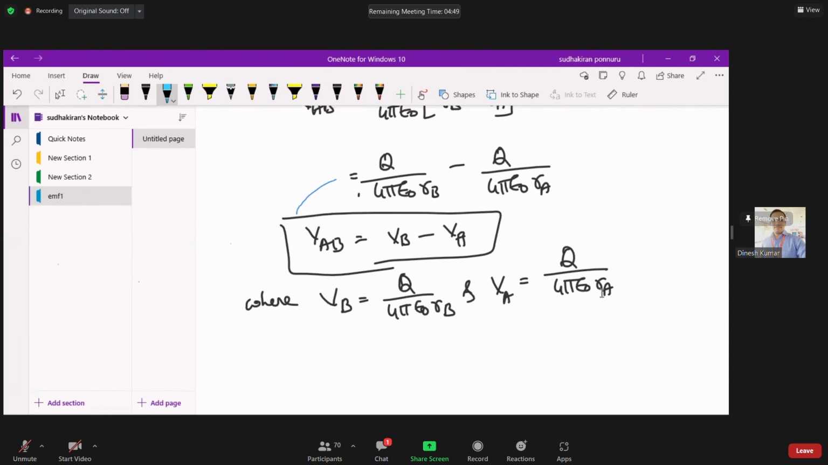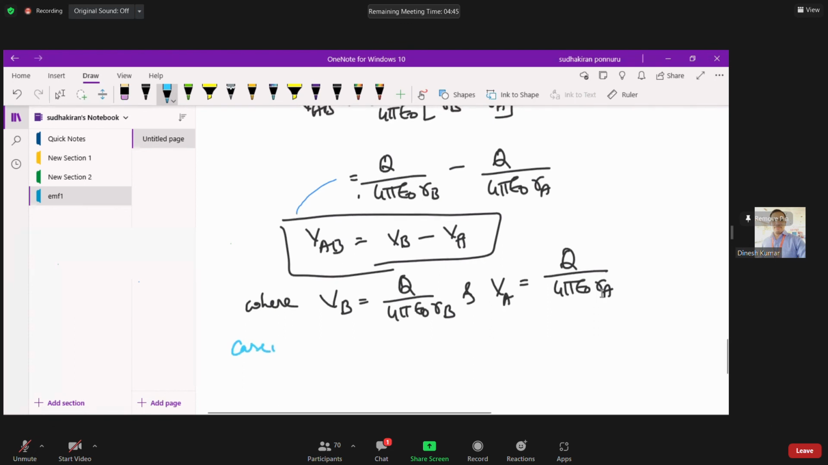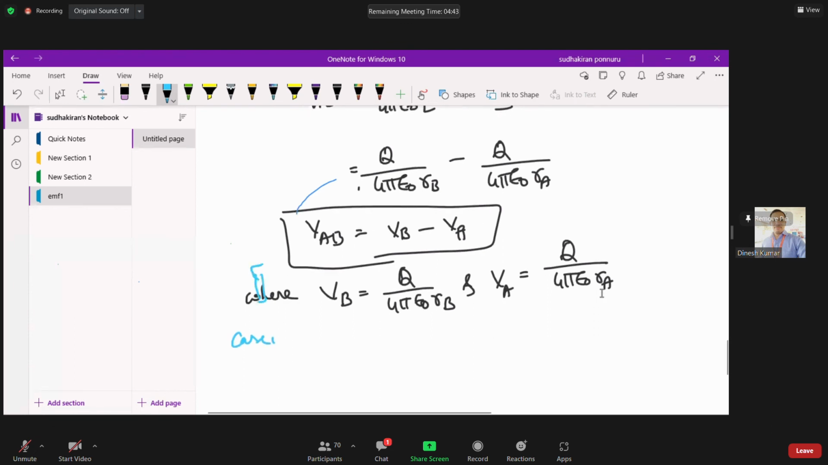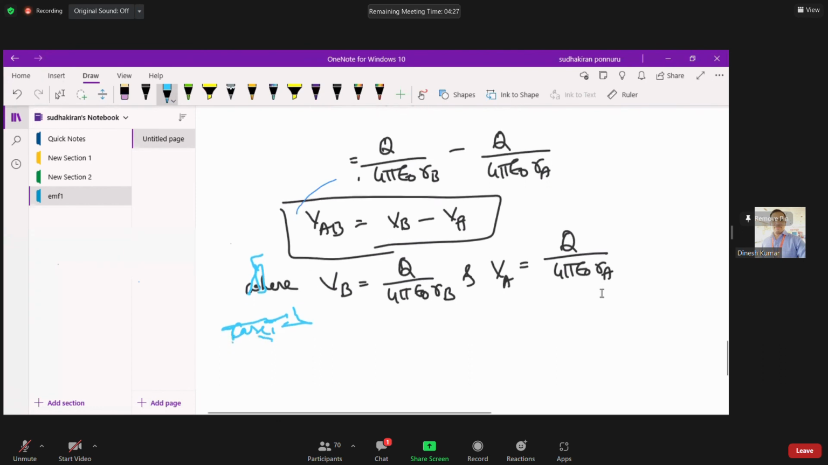And by using the above case 1, we are going to see case 2, that is, if the point charge is not located at the origin. That we are going to see in the next class.